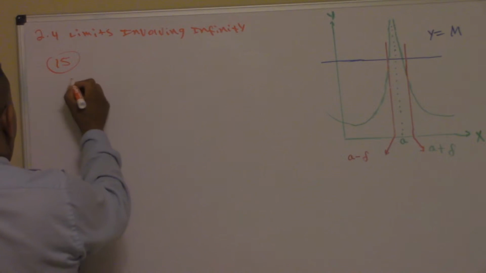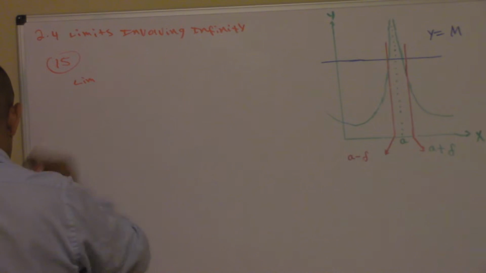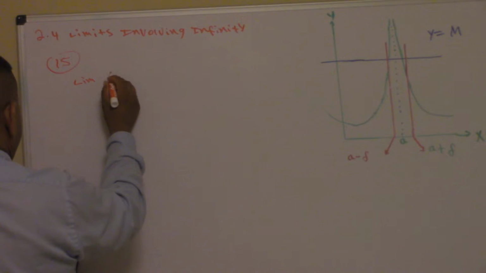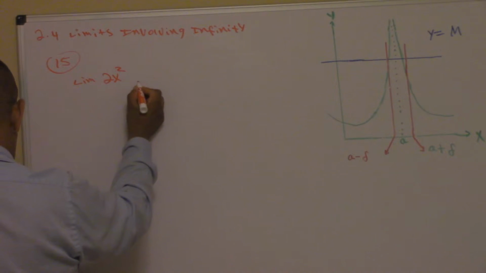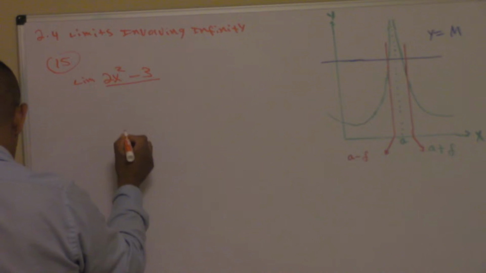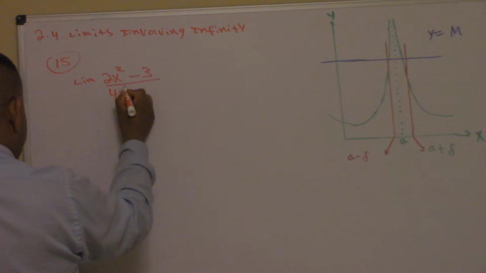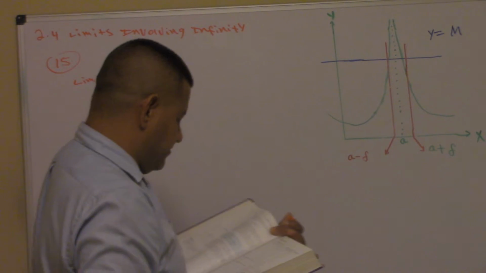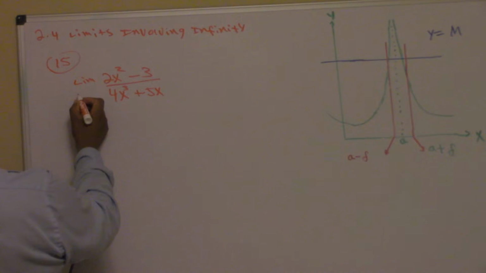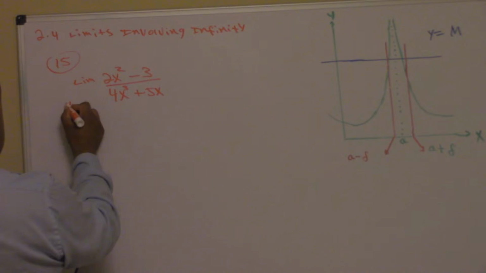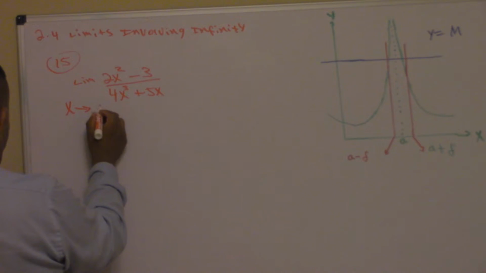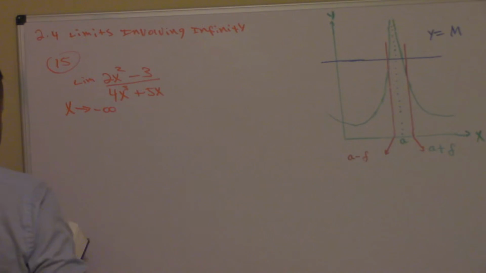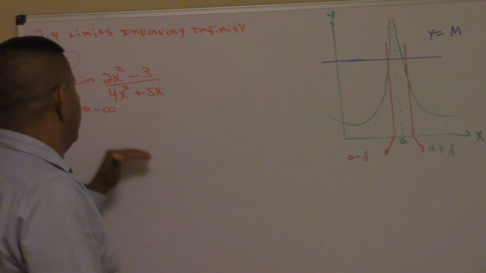So number 15 is the limit of (2x squared minus 3) over (4x cubed plus 5x). Okay? Now, in this case, x approaches negative infinity. Okay? X approaches negative infinity. Now, let's work it out, this problem.